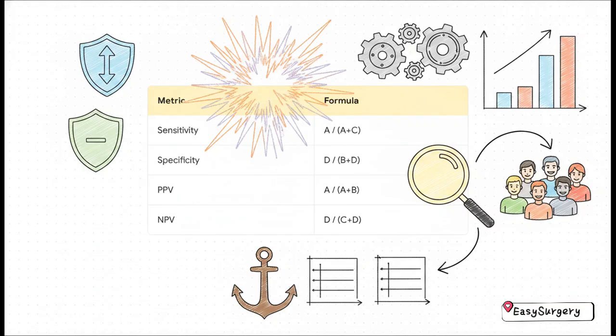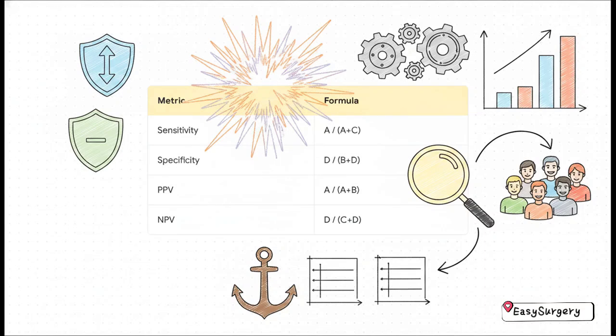Let's blast through diagnostic accuracy. Sensitivity is your true positive rate. It's the test's ability to correctly identify those who actually have the disease. Specificity is the true negative rate, correctly identifying those without the disease. Positive predictive value, or PPV, looks at it from the test's perspective. It's the probability that you actually have the disease given a positive test result.